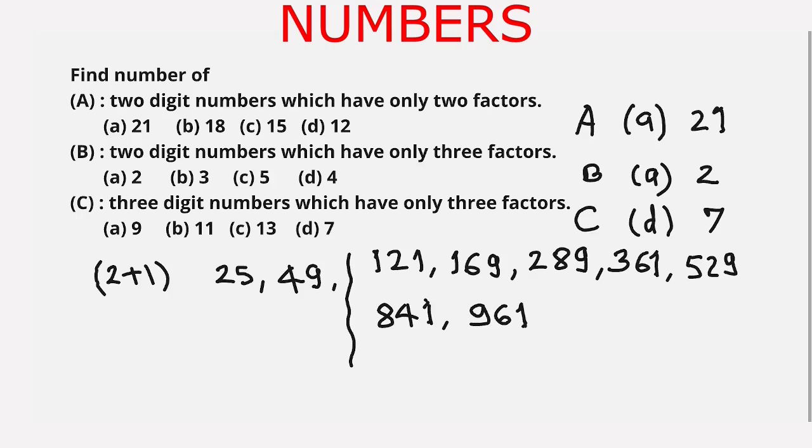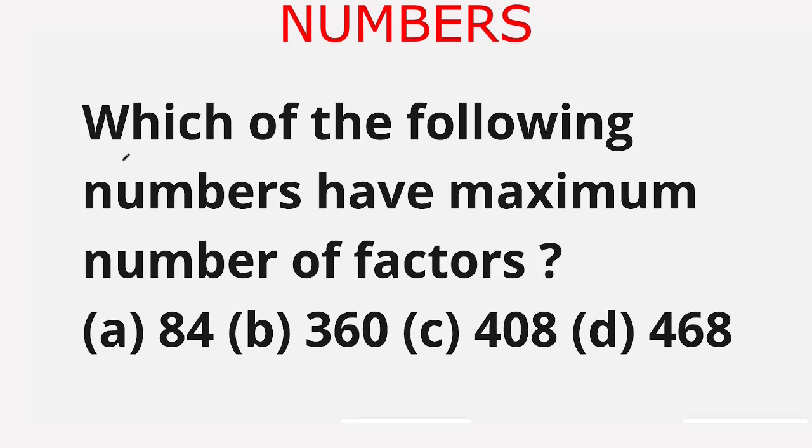I hope you have understood the method of solving such type of questions and the concept involved in solving this question. We go to the next question. Our question is, which of the following numbers have the maximum number of factors? The given options are option A 84, option B 360, option C 408, option D 468.